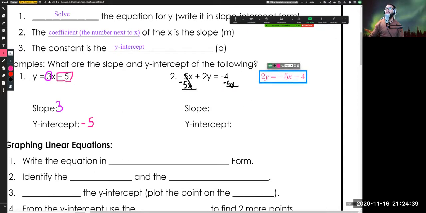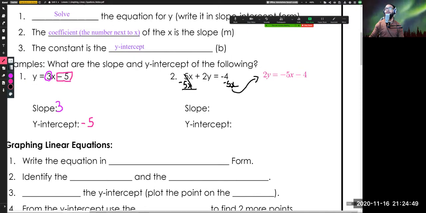And I'm going to move this over here so I have more space to work. So now that I'm at this 2y is equal to negative 5x minus 4, I'm still not done because this y is not by itself. We have not completely solved for y. So I'm going to divide by 2 on this side and divide by 2 on the right side as well. So divide by 2 on both sides. I like writing it out like this. I think I had a student show me doing it this way.